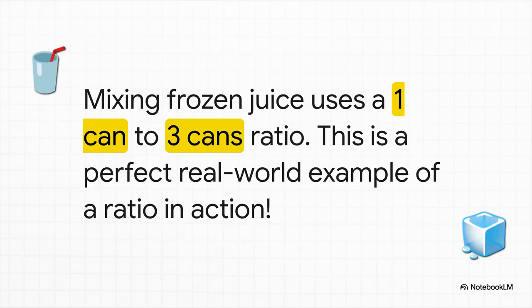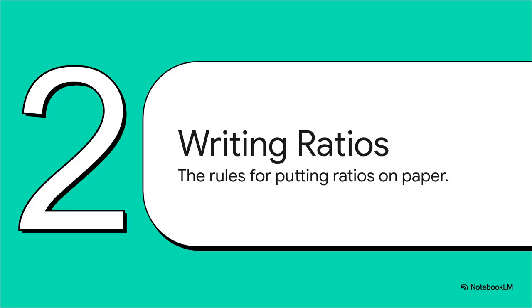And this brings us right back to that glass of juice. Think about it. When you're mixing frozen concentrate, the instructions say something like 1 can of concentrate to 3 cans of water. Well, guess what? That's a ratio. It's that exact relationship that makes sure your juice isn't too watery or too strong. It's perfect every time.